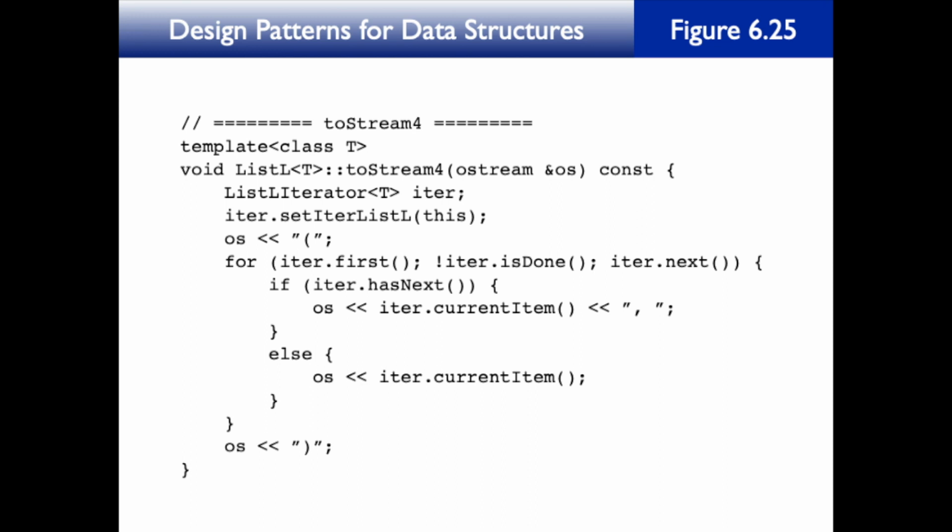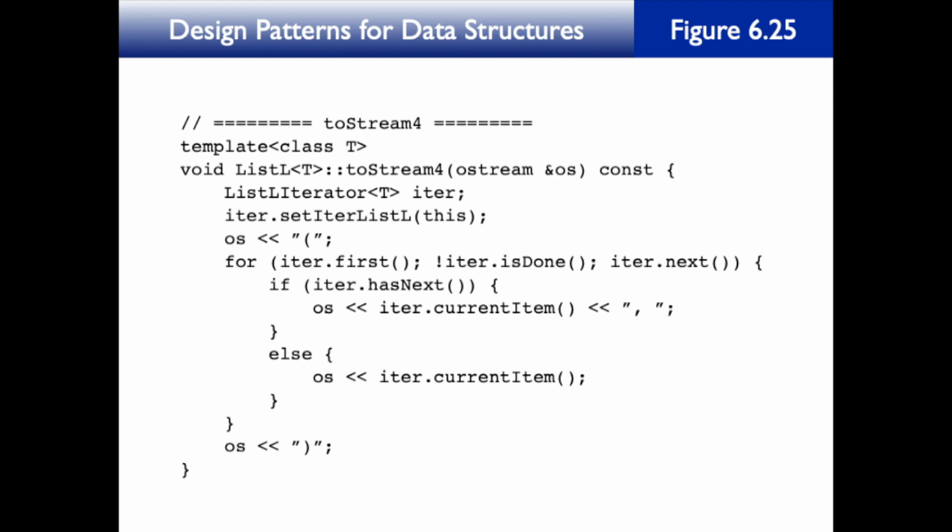Now, look at the code for this two-stream four. Two-stream four is nice because, look, there are no nodes, there are no null pointers, nothing like that. This code is all implemented through the services of this iterator class. And so here's what the user does. In order to use an iterator, the user of the iterator has to declare a local iterator. So we say list L iterator, templatized with T, iter. So lowercase I-T-E-R, that's the iterator that this user of the iterator class is using.